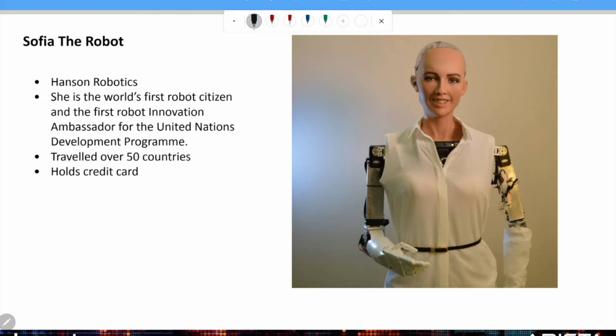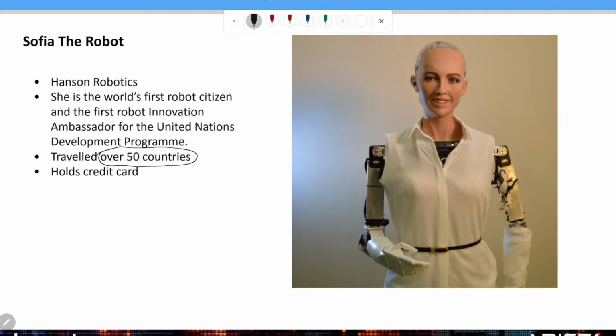So meet Sophia the robot, the actual example of artificial intelligence. So this is the first robot which is actually referred to by gender, she, and she holds a citizenship, and even she can vote, I think, in future, but we don't know. And she holds a credit card also. But if you notice, she traveled over 50 countries.